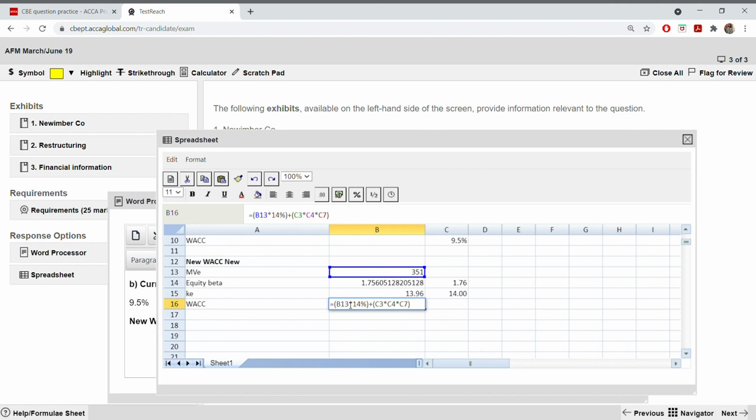Now when you see this, if you divide by the total market value of equity plus debt, it will only divide it by this part. But you need to divide it by the whole amount. So you have to do it separately. Divide by 351 plus 220, because the new market value of equity is 351 and the market value of debt is 220. Add both and the total is 571. So individually you have to divide it. In this case also you need to divide by 571. Just press enter.